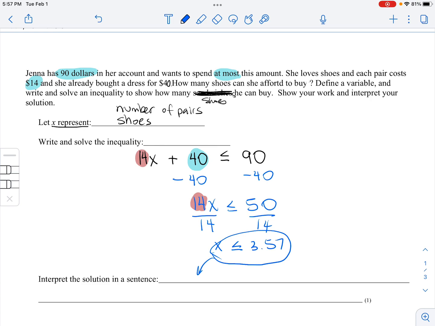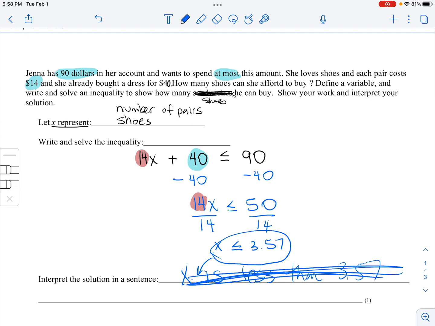Now, that's supposed to be a decimal, okay? We don't pick nice, always easy numbers. That's not really how life works out. It tends to be pretty messy. And so really the issue is trying to figure out what that really means. So Jenna can buy X, which is less than or equal to 3.57. Now we have to make it related to the story. When it says interpret the solution in a sentence, you are not going to translate this. This is what you're not going to write: X is less than 3.57. That is not what we want, okay? We want this final answer to be related to shoes, to the story, meaning, context, words. That's what we're looking for.